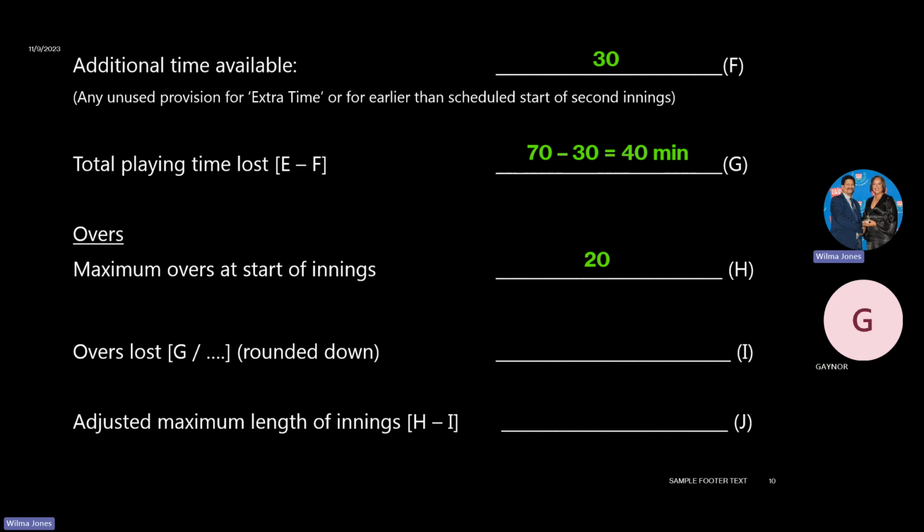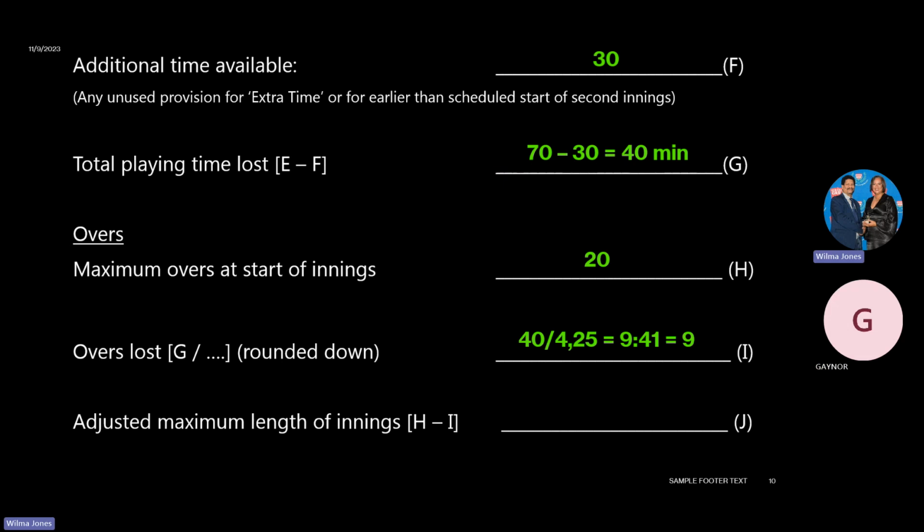All right. To determine how many overs are lost, we take your answer at G, which is your 40 minutes, and divide it by the over rate. The over rate for a T20, seeing that the length of the innings is 85 minutes, is 85 divided by 20, which gives 4.25. Can you calculate how many overs you have lost? The calculation sheet gives me G, which is 40 minutes, and I divide it by 4.25, and that gives me 9.41. So you round down, so the overs lost would equal 9 overs.